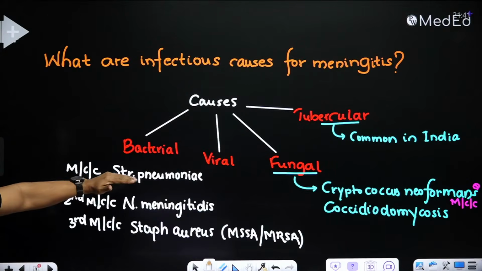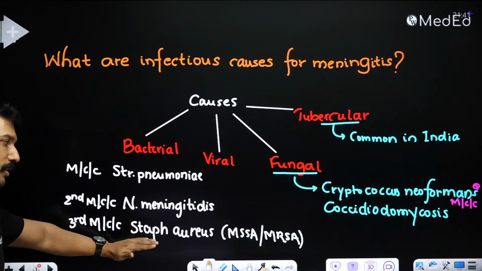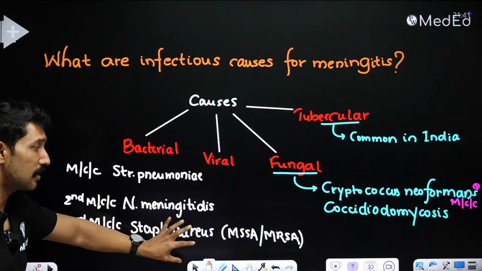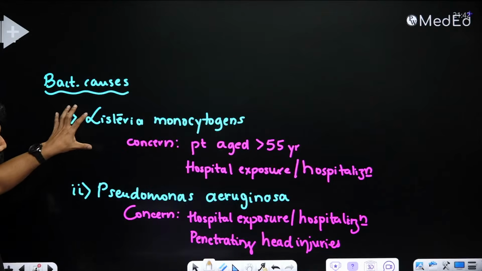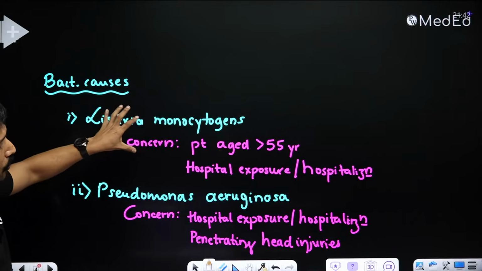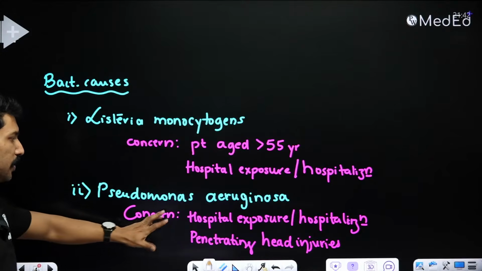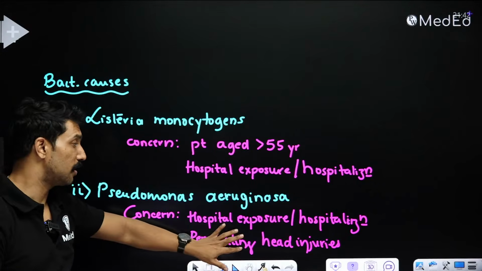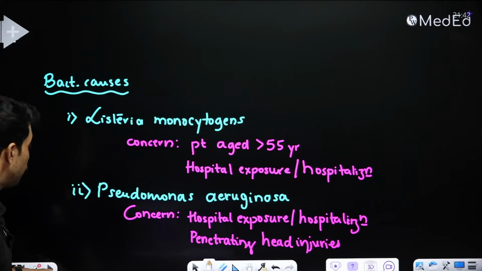Among the bacterial, the most common cause is streptococci, followed by meningococci, followed by the staphylococci, MSSA as well as MRSA combined together. Okay. Apart from that, in a selected set of patients like the elderly or hospital-exposed individuals, Listeria monocytogenes, and then in hospital-exposed individuals or patients with penetrating head injuries, Pseudomonas aeruginosa can be an additional organism of concern.